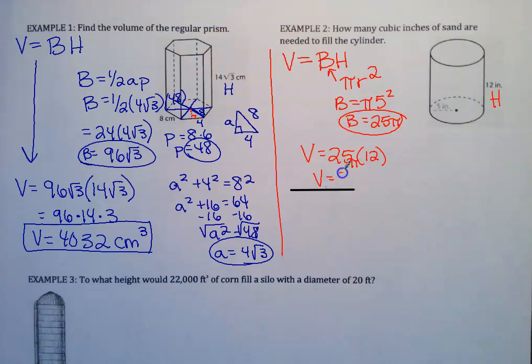300 pi. It's a lot of pi. I like pi, so I'm good with it. Inches cubed. Or if you give me the decimal, what'd you get, Caden? I assumed you did the decimal.